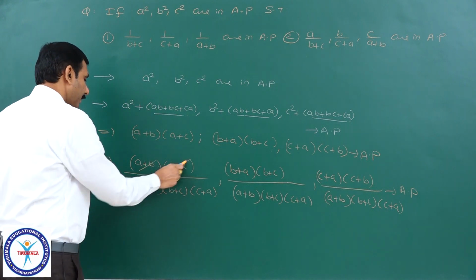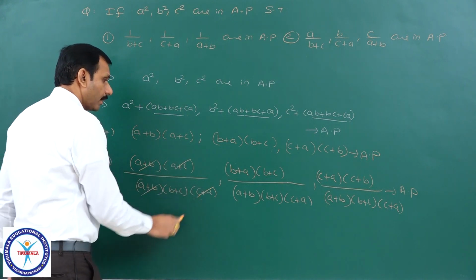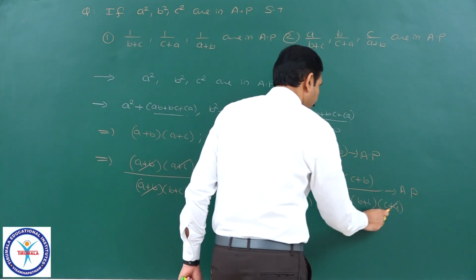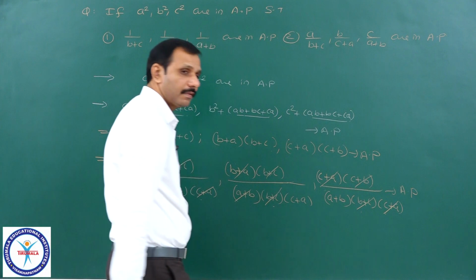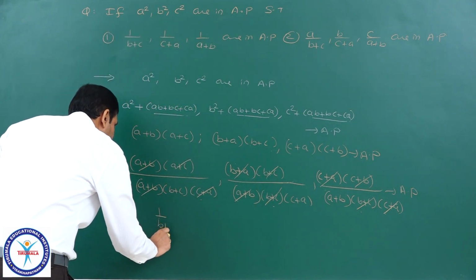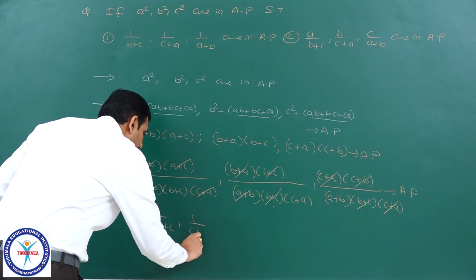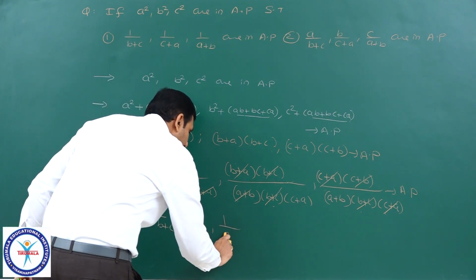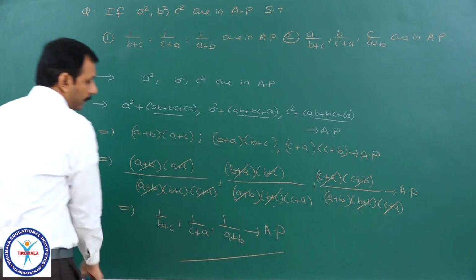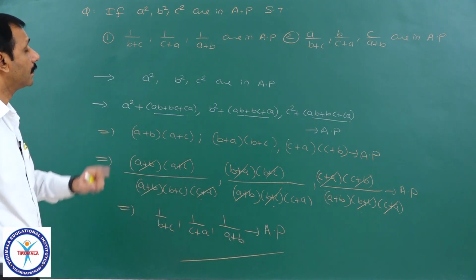Now, this A plus B, A plus C cancel. This B plus A, B plus C cancel. This C plus A and C plus B cancel. These are in AP implies 1 by B plus C, 1 by C plus A, 1 by A plus B are in AP. Yes, that is the result we want.